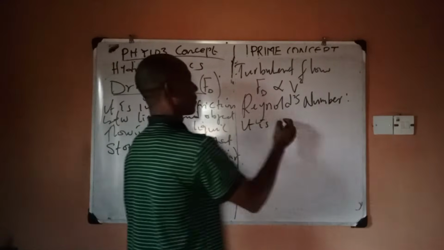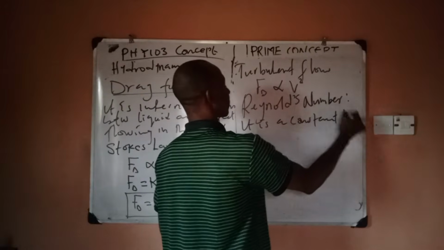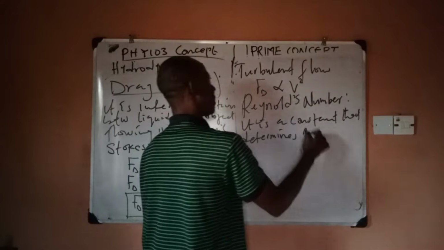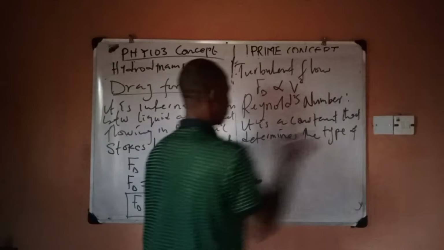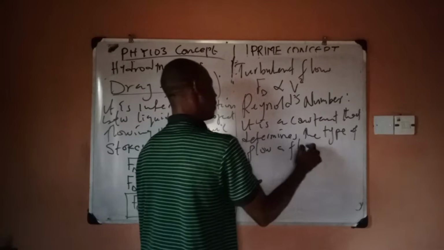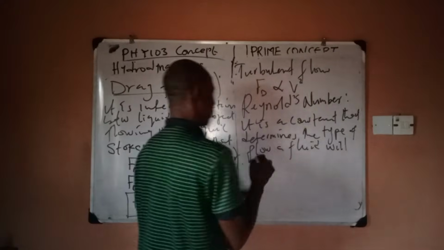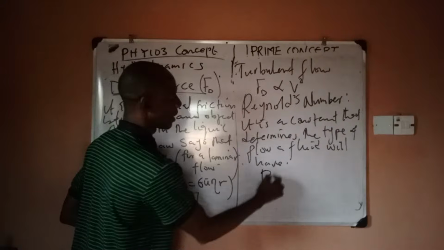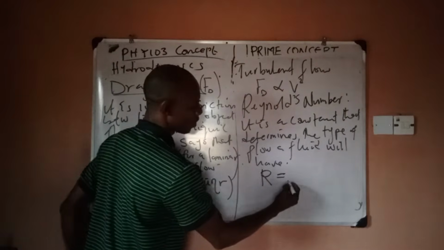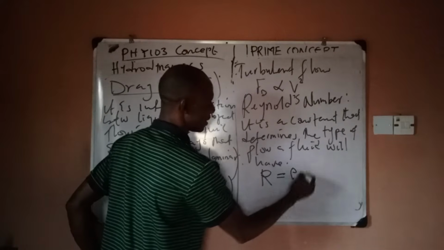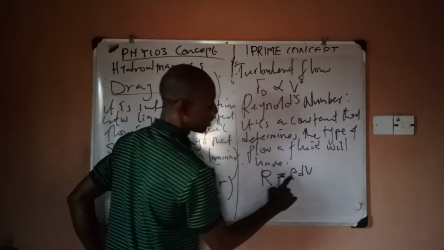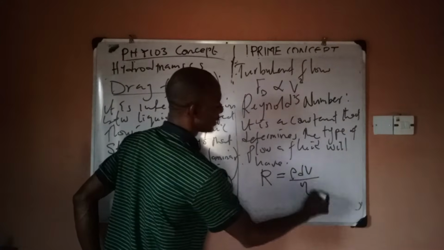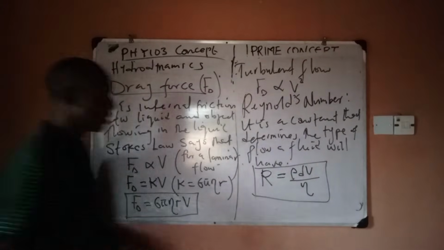So Reynolds number is a constant that determines the type of flow a fluid will have. That is Reynolds number. And how do you calculate Reynolds number? It's given as R. It is equal to density times the diameter of the pipe times velocity, terminal velocity, over viscosity. So this is the formula for calculating Reynolds number.